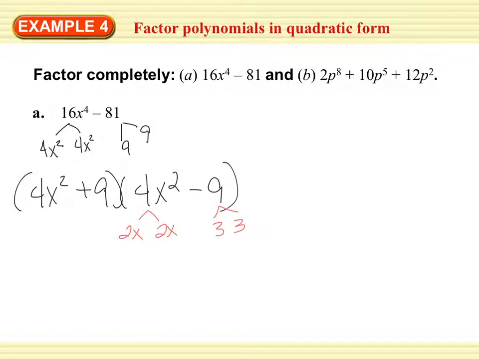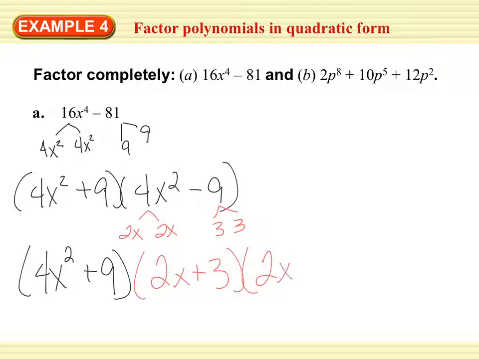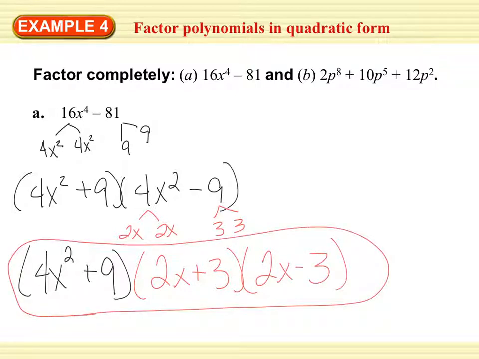So that second binomial I can factor again, because remember, we're factoring completely here. So here I can do 2x plus 3 and 2x minus 3. So that is my factor completely. It's just interesting how, when we think we're done, we're really not. We can go again. All right, let's try another one.